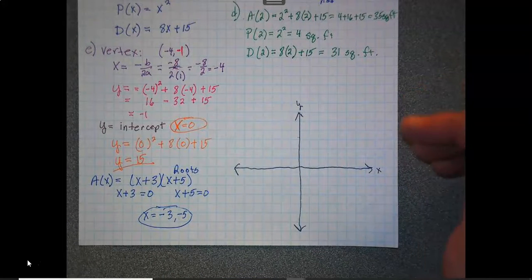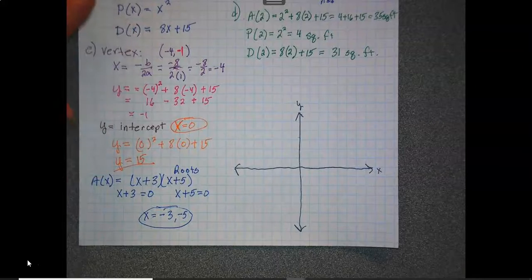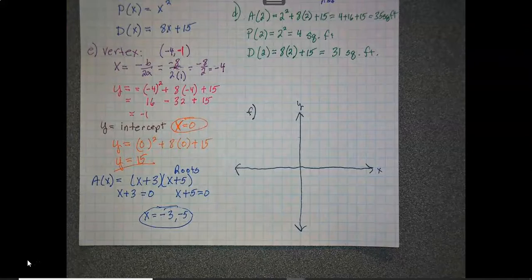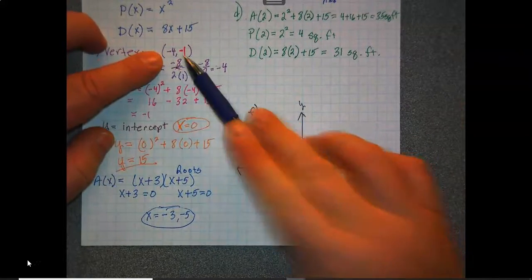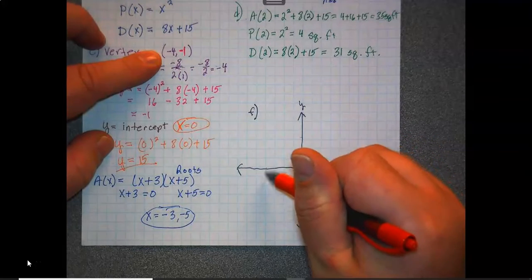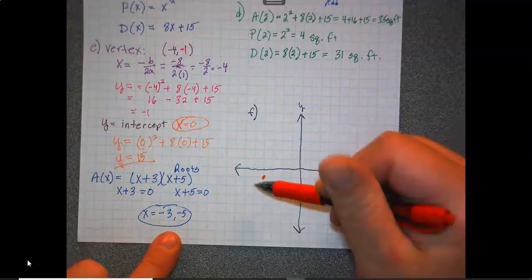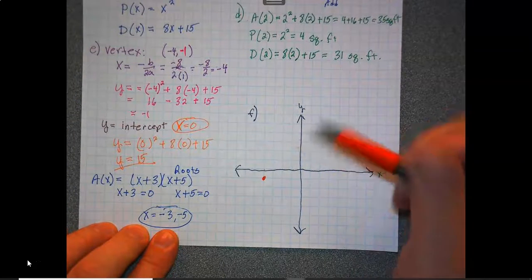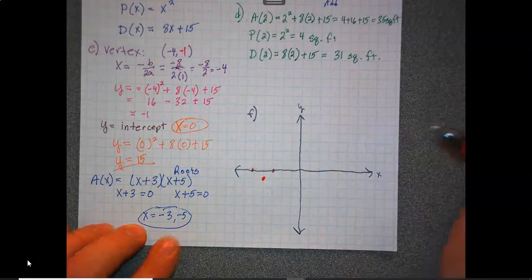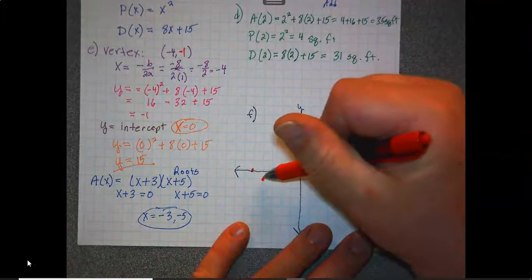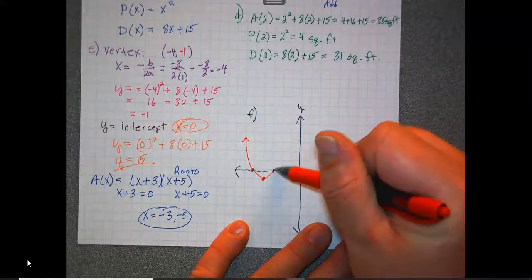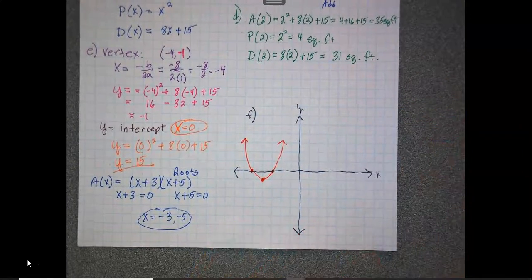F is just the graph. There's F. So this should be easy because I have the vertex, negative 4, negative 1, right? And then the roots, or the zeros, or x-intercepts, negative 3 and negative 5. I got 3 points. That should be enough to get me my parabola. And there's my graph.